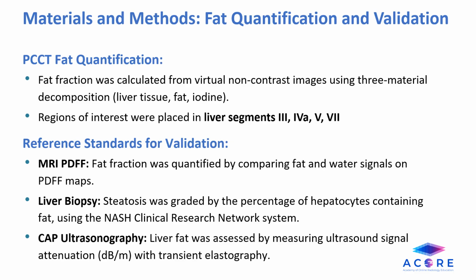And for transient elastography, they calculated the CAP, which is the controlled attenuation parameter, which is a measure of how much the ultrasound signal weakens or attenuates as it passes through the liver. So higher fat content leads to greater signal loss, which is reflected in higher CAP values, and it is measured in decibels per meter, and this is also graded from grades 0 to 3.